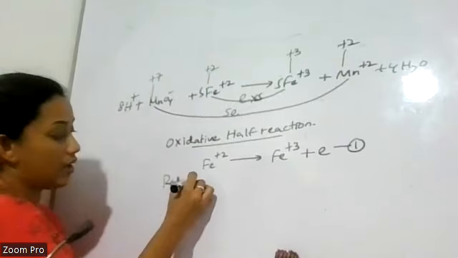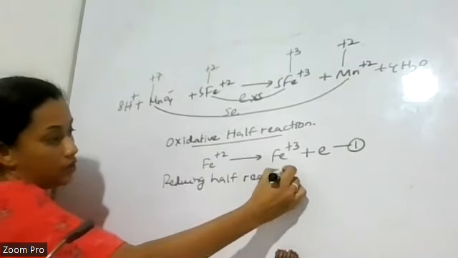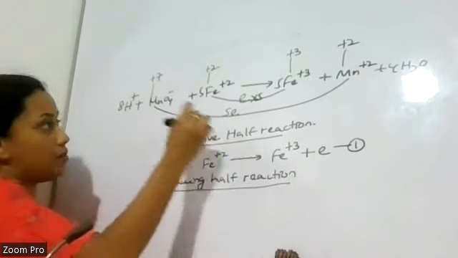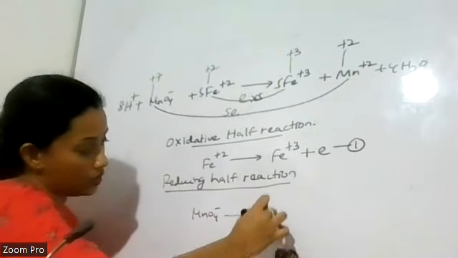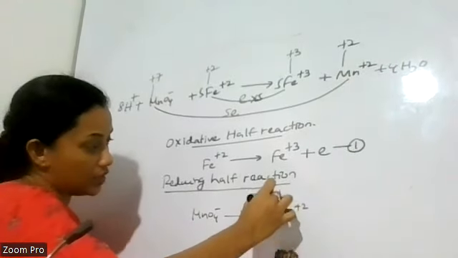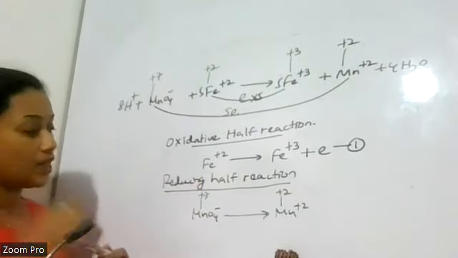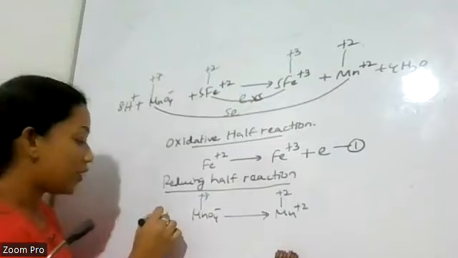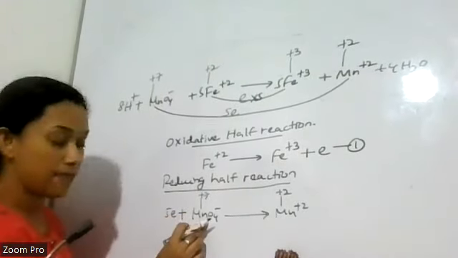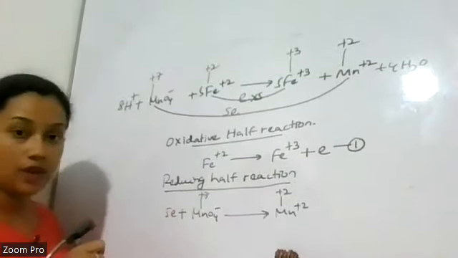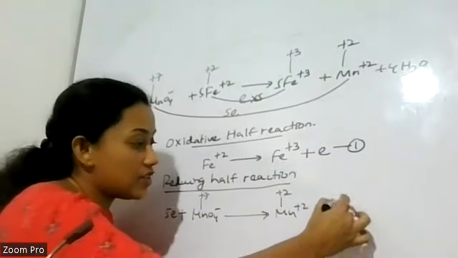And the reducing half reaction. Reducing half reaction means MnO4 minus into Mn2 plus. Here the oxidation number is plus 2, here the oxidation number is plus 7. 5 electrons are taken by MnO4 minus and it becomes Mn2 plus. This is equation number 2.